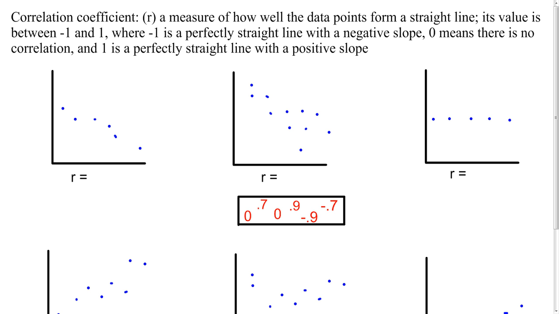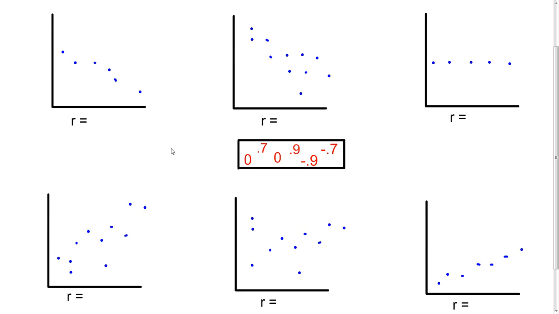The correlation coefficient, which we label as R, the letter R, is a measure of how well the data points form a straight line. The measure is always going to fall somewhere between -1 and +1. And -1 is a perfectly straight line that's pointing downwards, has a negative slope. And +1 is a perfectly straight line with a positive slope. And 0 means that it's either a flat line or the points are scattered. There's no correlation. So let's look at the graphs here and see if we can match up these numbers in the box to each graph.